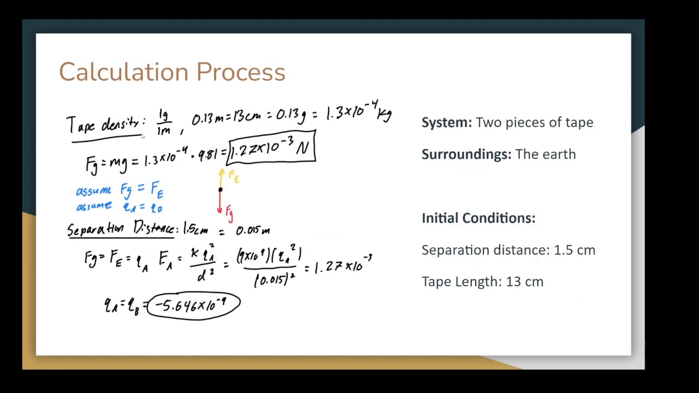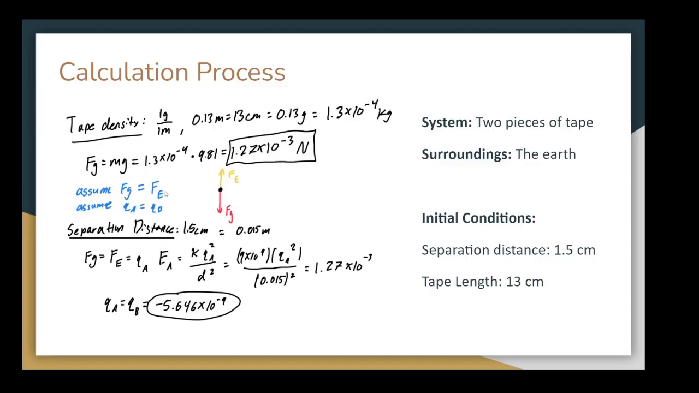Calculation process. So, started with the tape density at 1 gram per meter. The tape was 13 centimeters long, 0.13 meters, meaning that it is not that many kilograms, as you can see. We use that force of gravity equation I just brought up to calculate, with mass times the gravitational constant 9.81 meters per second squared, acceleration due to gravity, as this many newtons.